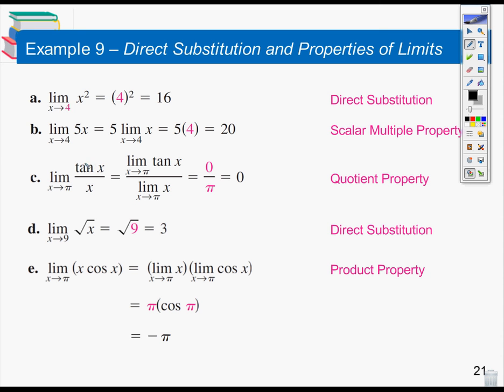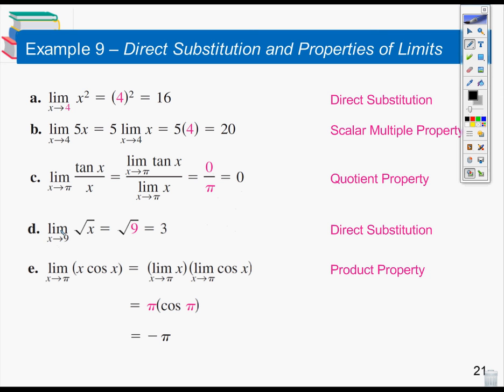Simple enough. Now this one, a little bit trickier. It's the quotient property. I have tangent of x over x. So I have two different functions going on here. But all that means is I have to take their limits separately. Limit as x approaches pi of tangent of x, and limit as x approaches pi of x. Now I can do direct substitution. I can substitute pi in here, see what I get. Tangent of pi is 0. And limit as x approaches pi of x, substitute pi in there, I get pi. 0 over pi is 0.